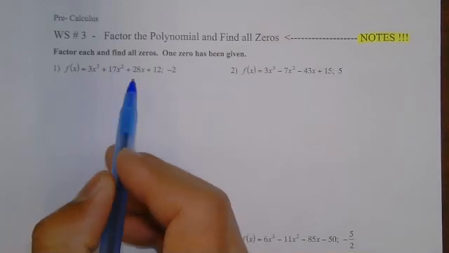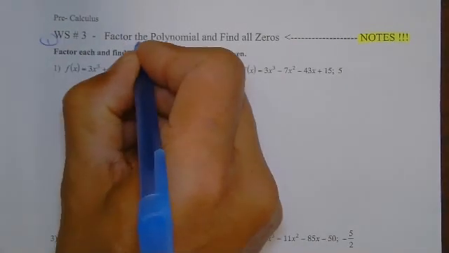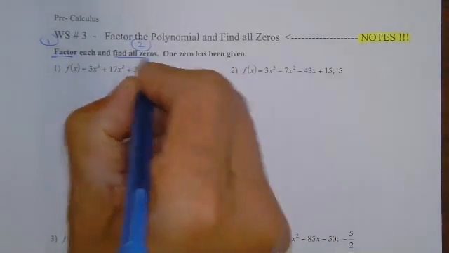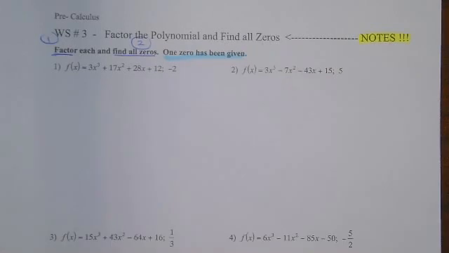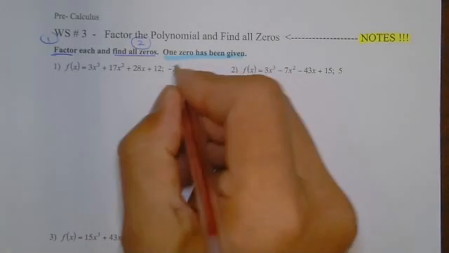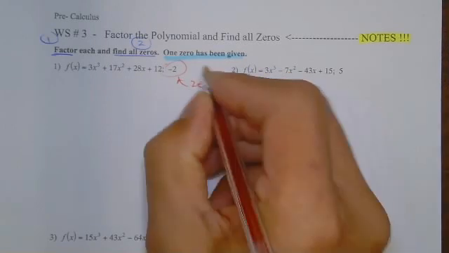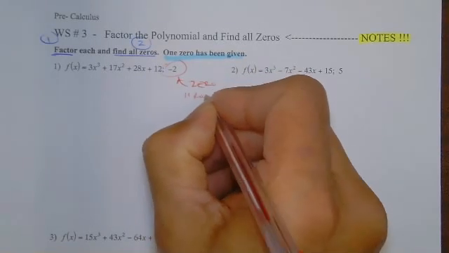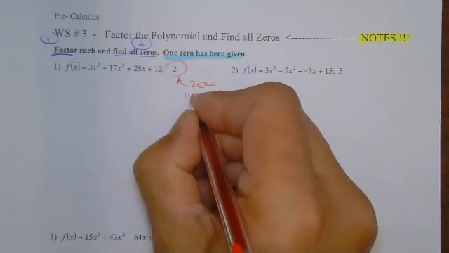Factor, you're going to factor this polynomial and you're going to find all zeros, so there's two things to do. Factor and then find all zeros. And one zero has been given. That's this one right here. This one's your zero, or what's another way for a zero? Another word for a zero is a root, or they call them solutions, or they call them x-intercepts.